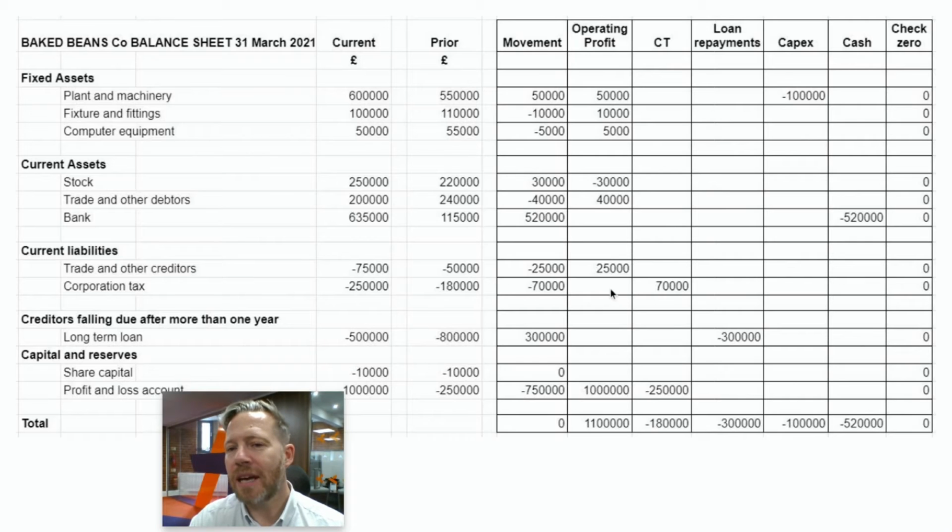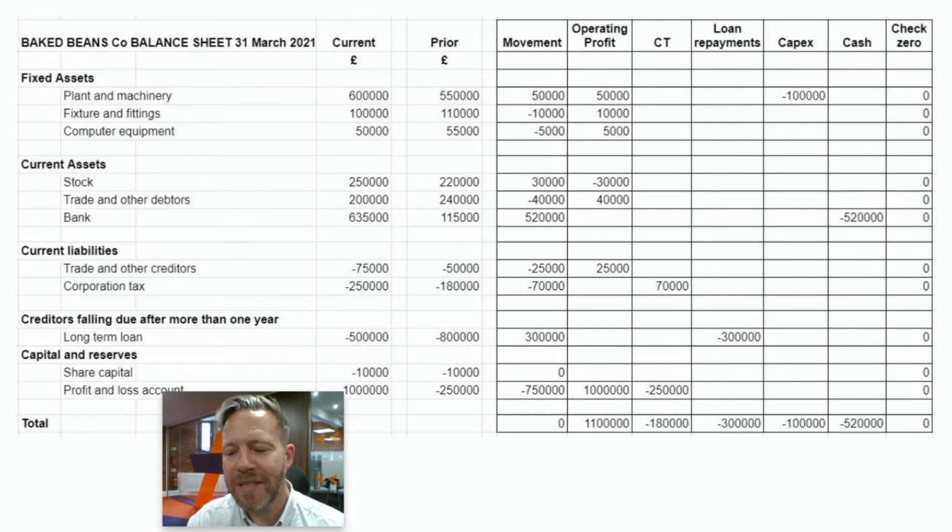Corporation tax is allocated onto the balance sheet because remember, we only go down to operating profit level. Everything below that is considered to be a balance sheet item for analysis. And therefore it goes its own column there of £70,000. Other items we've got to allocate, we've got a movement of £300,000 on our long-term loans. We've got repayments and therefore going to their own column there. It's a capital transaction.